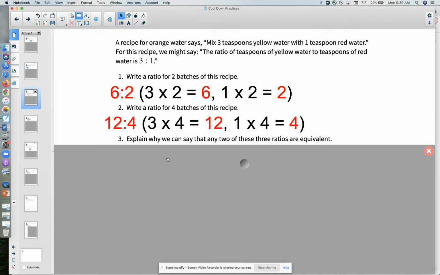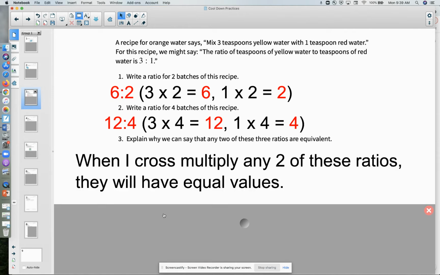Okay. Then how can we say that two of these three ratios are equivalent? How do we know that? How can we explain that? Well, one way is that when I cross multiply any two of these ratios, they will have equal values. Meaning that if I have 6 to 2 here, then 12 to 4 here, I can cross multiply. 6 times 4 and 2 times 12 is the same, right? They equal 24. So any of those would work.